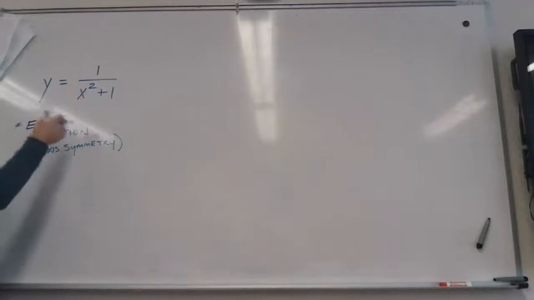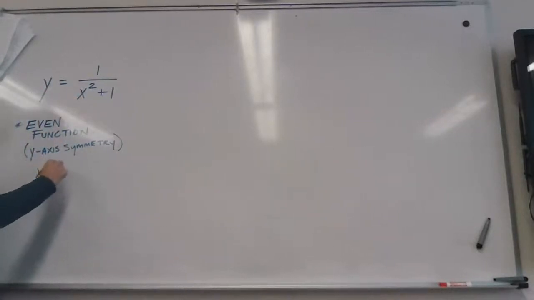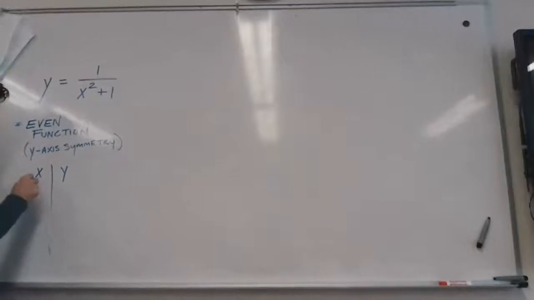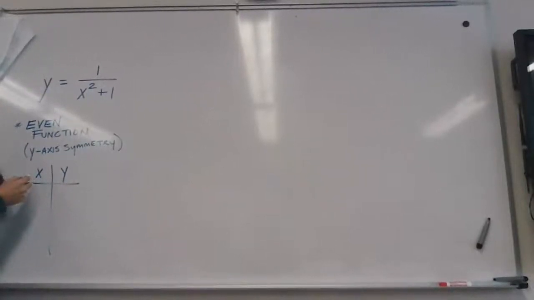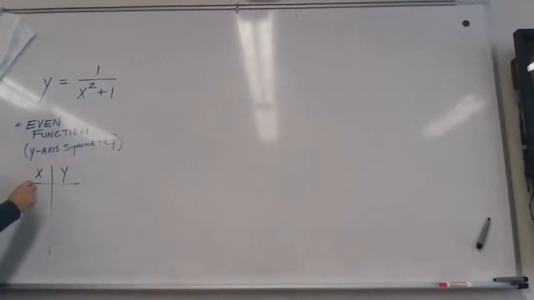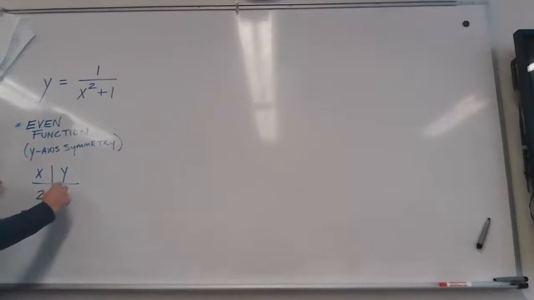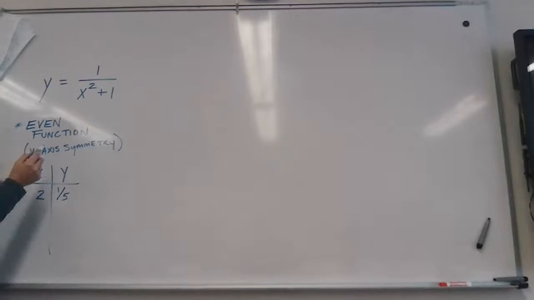So let me show you what I mean by that. Let me pick an x value. I can pick any number I want, really. How about the number 2? If I plug 2 into this, that comes out to 1/5. Everyone okay with that? Now, who thinks they have a guess? If I'm investigating y-axis symmetry, what's the next number I'm going to plug in? -2. Very good.